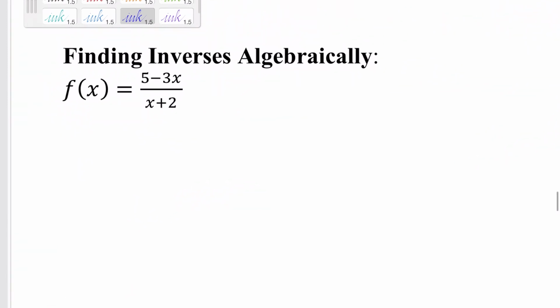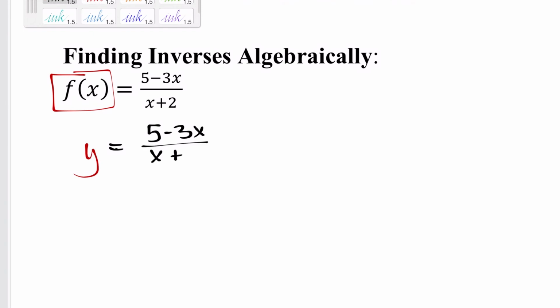Next one, we're going to find the inverses algebraically. So again, we're doing the same that we did above, where I'm going to replace my f of x with my y. Everywhere I have an x, I'm going to replace it with y, and everywhere I have a y, I'm going to replace it with x.